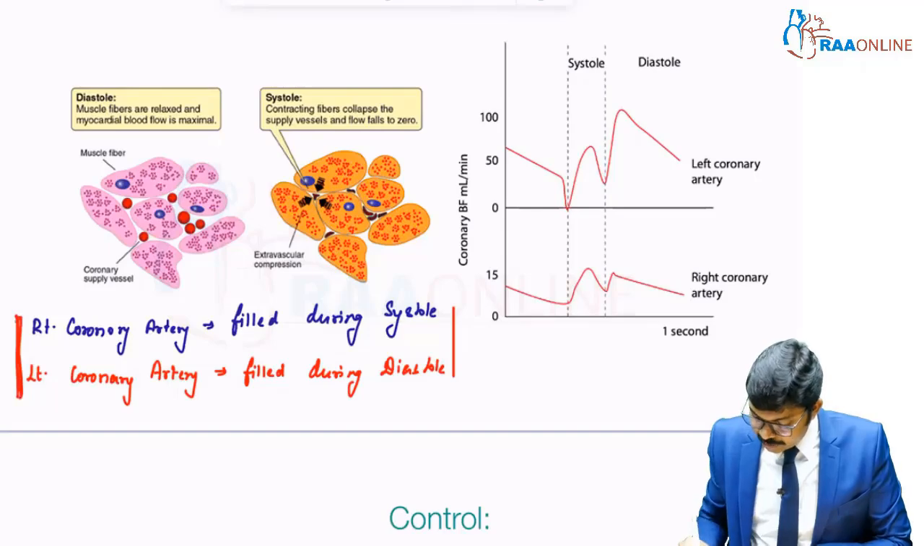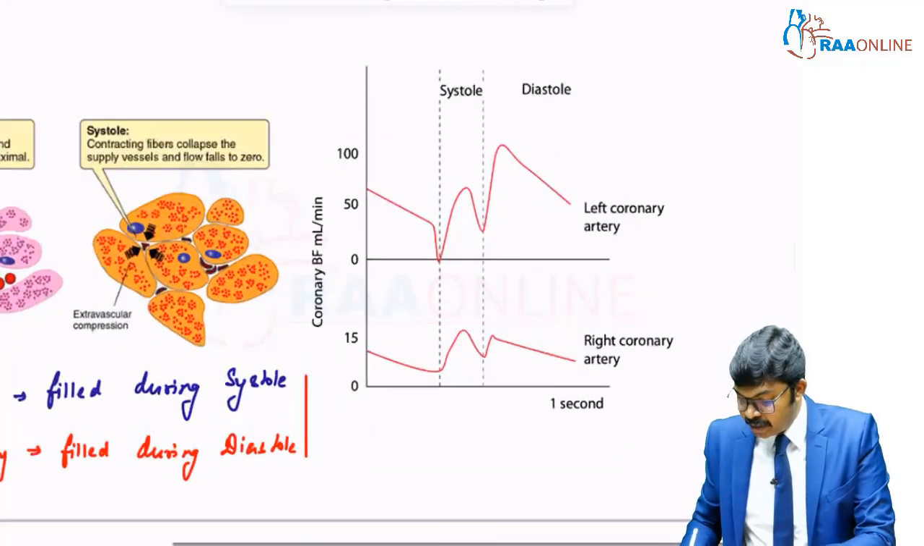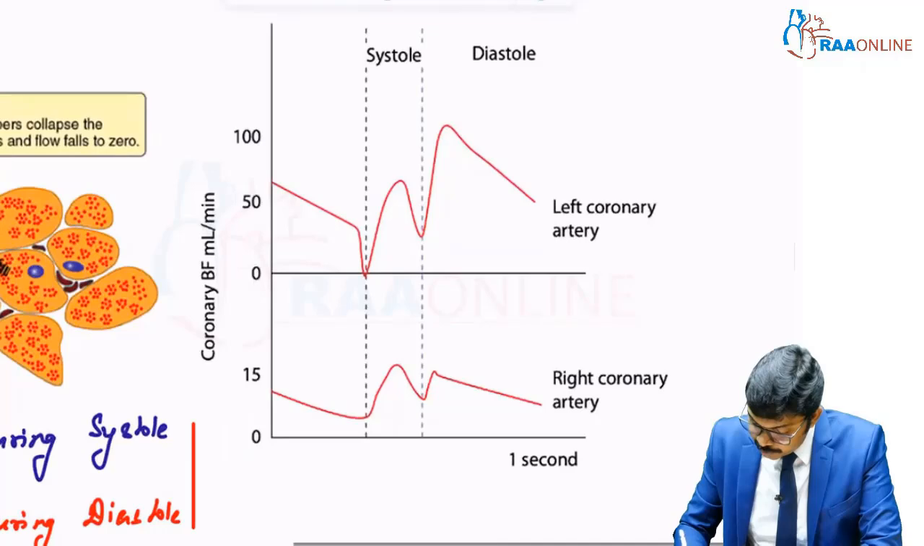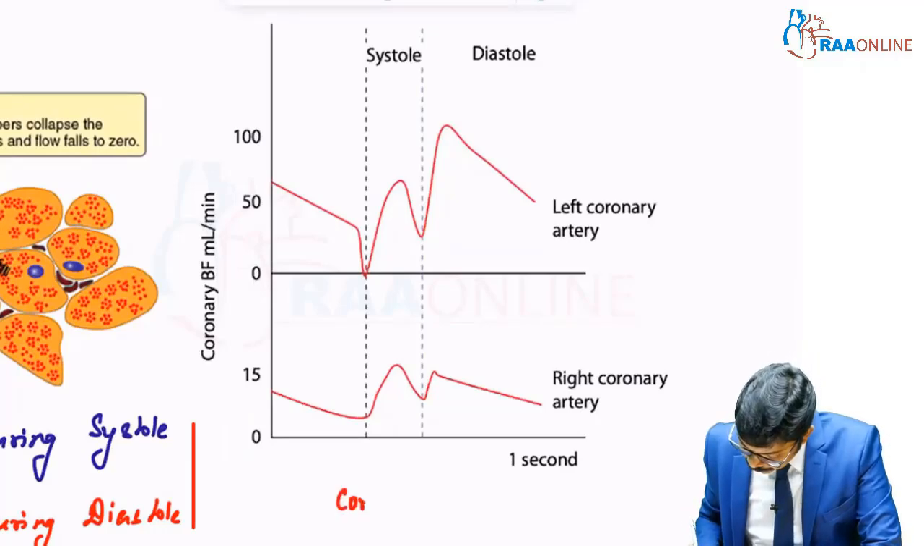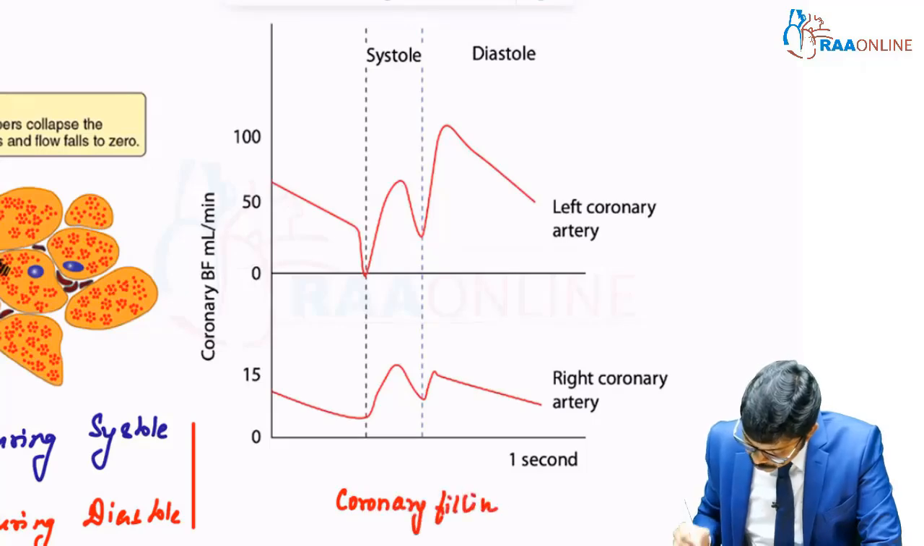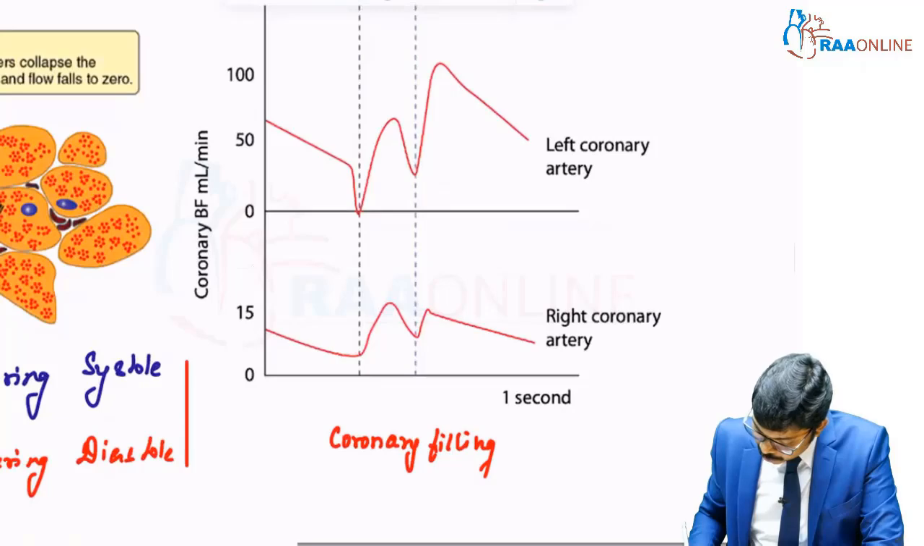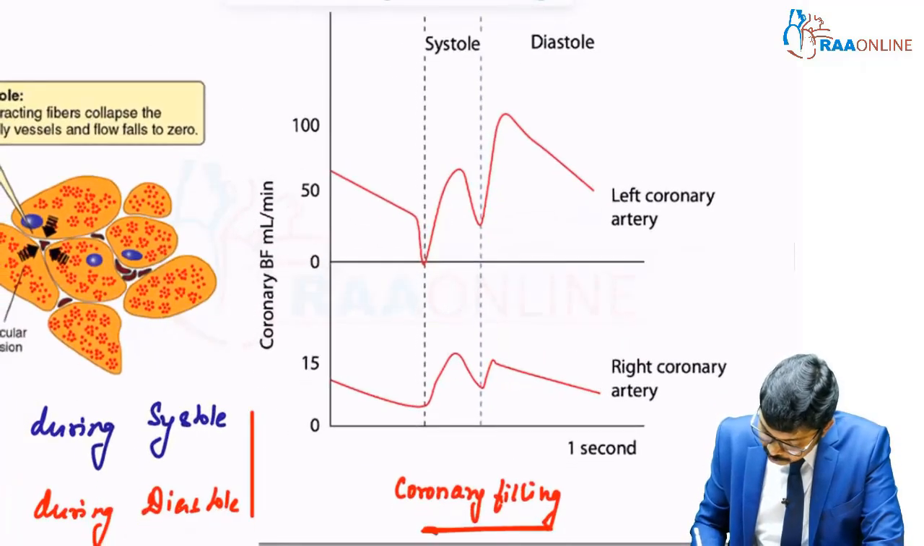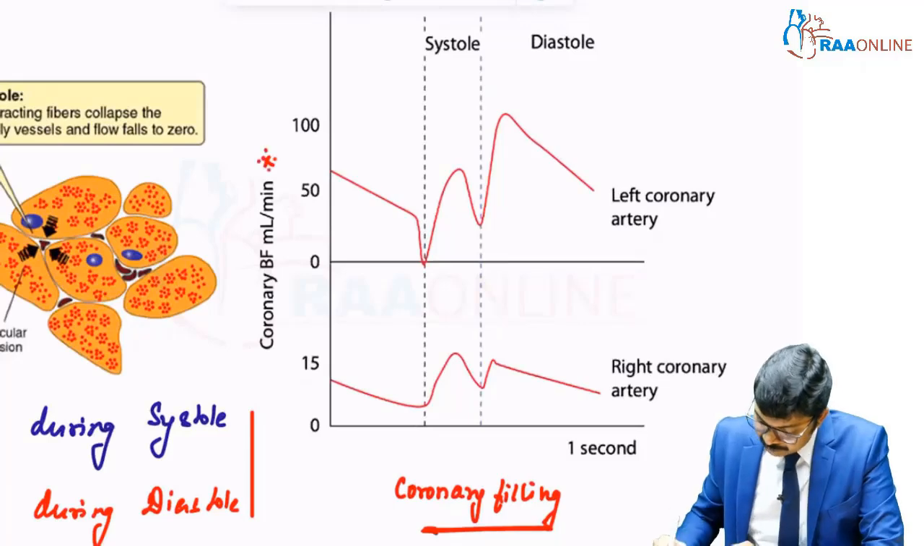Alright, whatever you just learned in a picturesque manner is being explained by a graph, and I want you to be very thorough in this graph as well, guys. Alright, on the x-axis we are going to study coronary blood flow or coronary filling. On the y-axis it is going to be coronary blood flow per minute. It's a time-based coronary blood flow, guys.